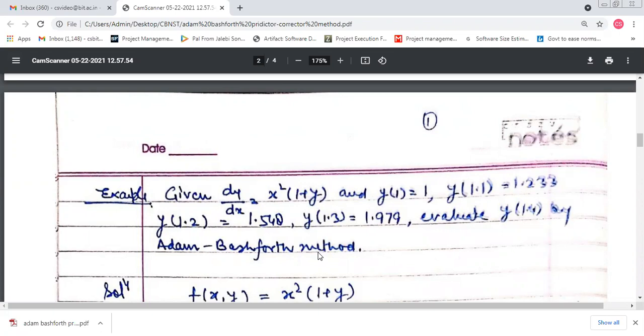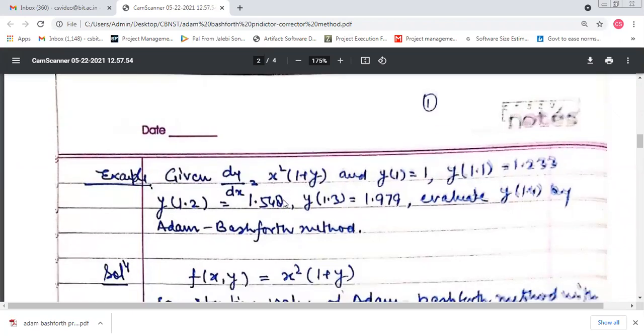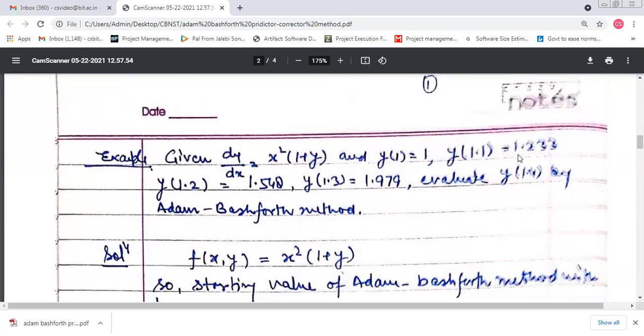It means the calculation of f0 can be done by putting in x0 and y0, and you will get the value of f0. By putting the value of x1 as 1.1 and y1 as 1.2233, you can get the value of this. So how has it been done? The starting values are already given, so we do not have to calculate the starting values.